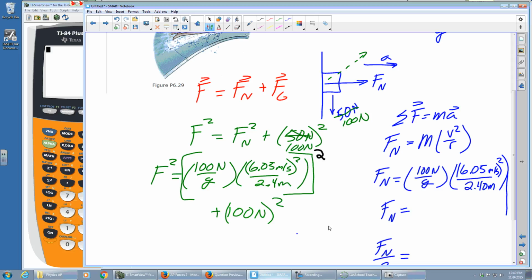Since they're at right angles to each other, we can use Pythagoras to say the force provided by the neck squared equals the normal force squared plus the 100 newtons, which is the weight of her head, squared. The normal force is what is providing the centripetal force. It's providing a force in the centripetal direction, and so that is over here, our mv squared over r. M being the weight of her head divided by 2 pi g.